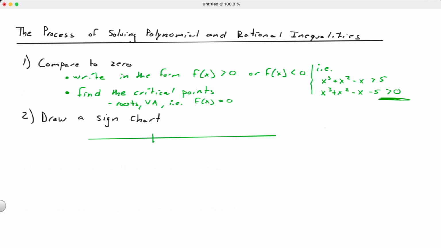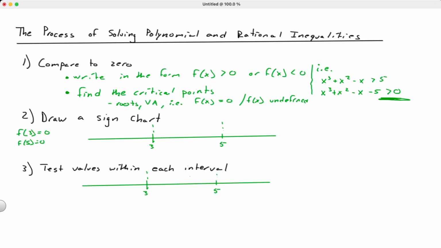So let's say that we had our equation f of 3 was equal to 0 and maybe f of 5 was equal to 0. Then we can plot those points on our number line, 3 and 5, because these are the values where our function could potentially change from positive to negative or from negative to positive, allowing us to determine where our function is either greater than 0 if that's what we're looking for, or less than 0 if that's what we're looking for.